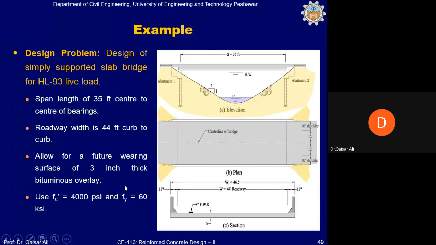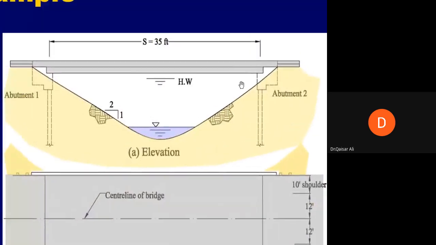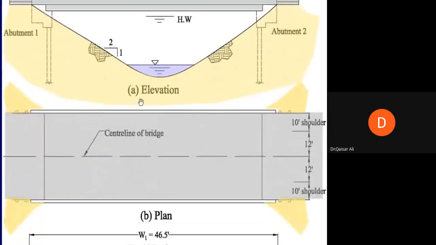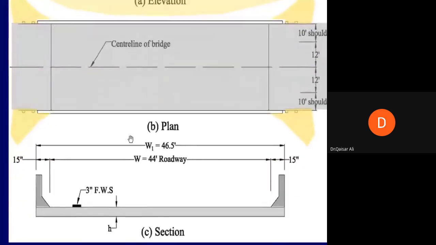Now look at this bridge on the right. I will amplify this a little bit so that you can see this. This is the bearing. So from the bearing, the span length is 35 feet. This is the center line of the bridge. The interior width of the bridge from curb to curb is 44 feet. This is the roadway on which the vehicle will run. And the exterior, including this 15-inch curb, is 46.5 feet. The future bearing surface of 3 inches shall be included in the design. It is the thickness of the slab.